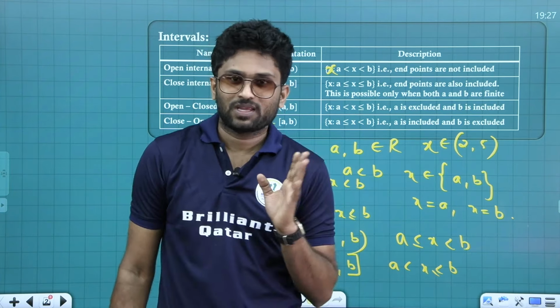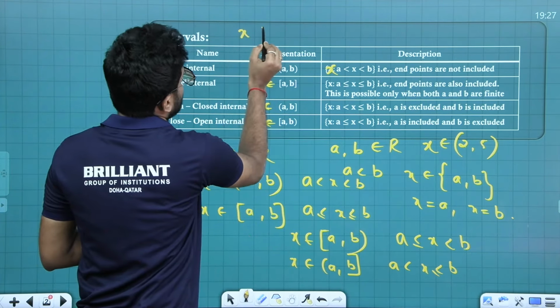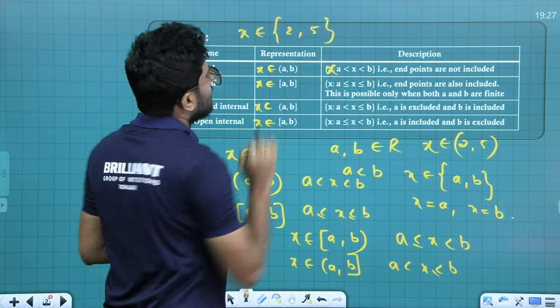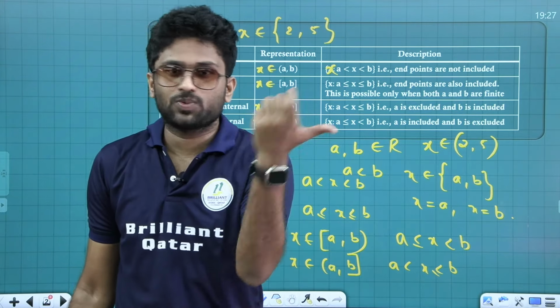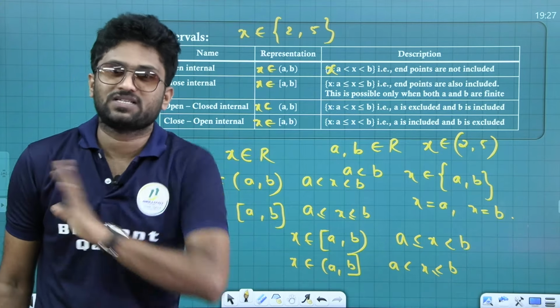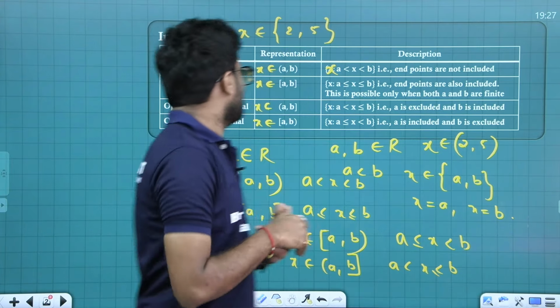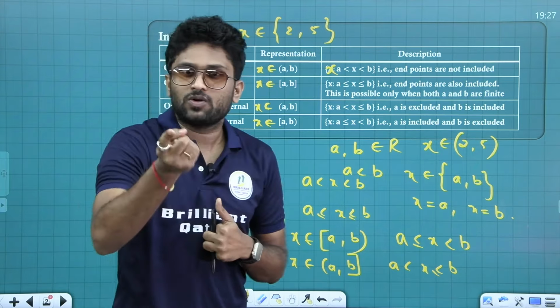No other go. If I say X belongs to 2 comma 5, then X can take only 2 and only 5, not the real numbers which lie in between them. Only 2 and 5, that's it. Already we have seen this in our sets also. So, briefing: open interval, closed interval, open closed, closed open.